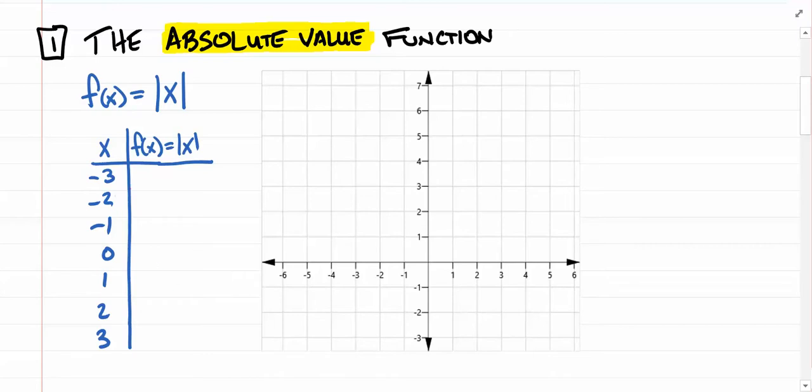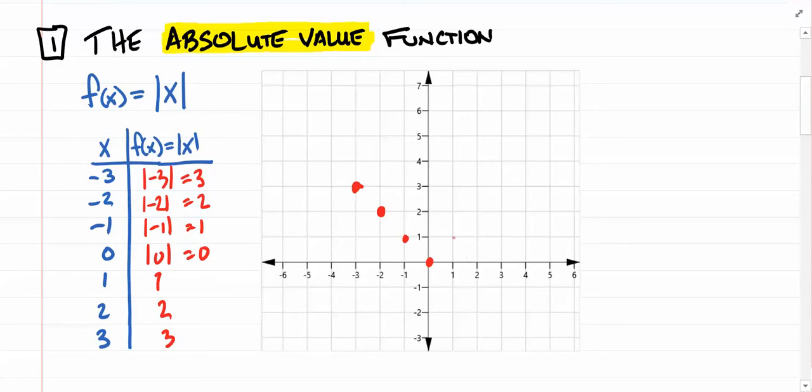So if I plug in the absolute value of, say, -3, well, the absolute value of -3 is a value of 3. So the coordinate point would be -3, 3. This point would have to be on the graph. And likewise, -2 gives a value of 2, so -2, 2 would be on the graph. Likewise, -1 gives just a value of 1, so -1, 1. Obviously, the absolute value of 0 is just 0. And then I get the same thing on the other side: a 1, a 2, and a 3. So 1, 1, 2, 2, and 3, 3.